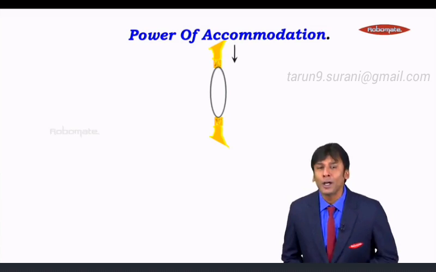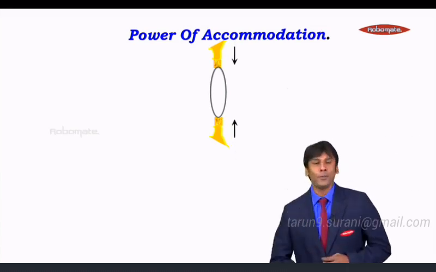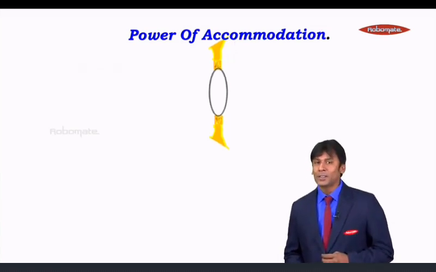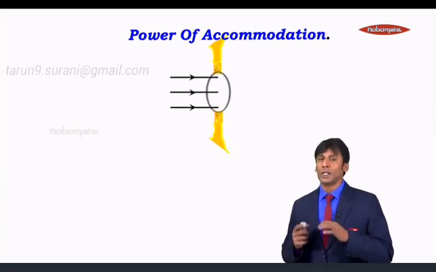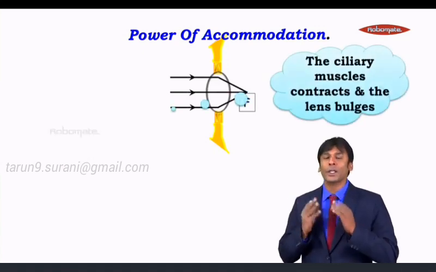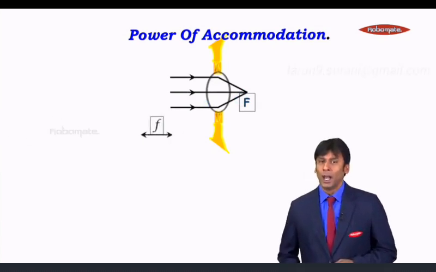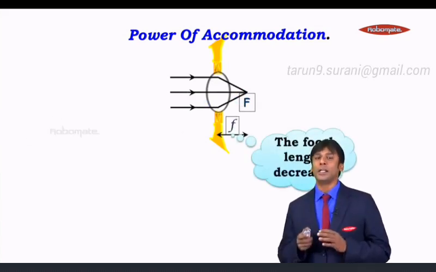Whenever you want to see nearby objects, what will happen? The ciliary muscles will press the lens from above and below. Now when the ciliary muscle is pressing the lens, because of this the lens bulges, and when the rays of light enter, it focuses in a nearby area. So the ciliary muscle contracts and the lens bulges, and when the lens bulges the focal length decreases.